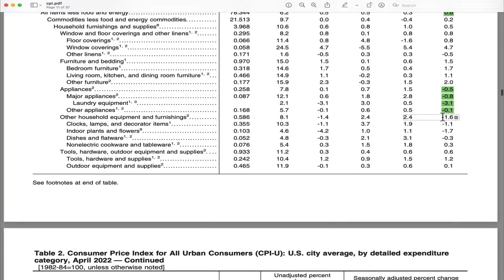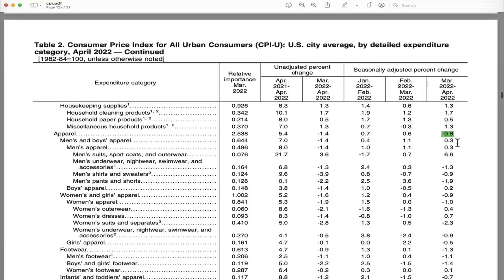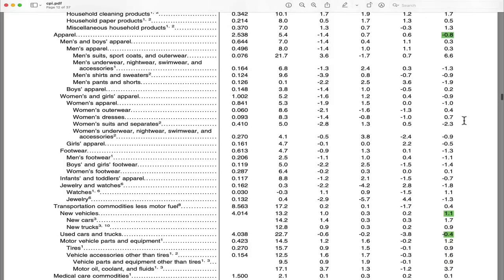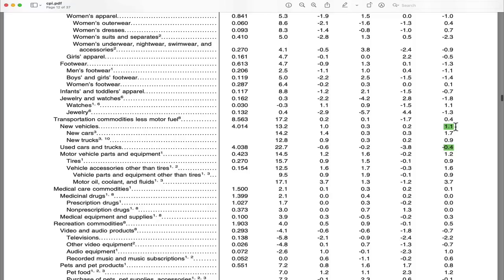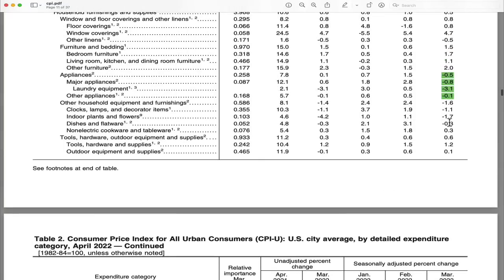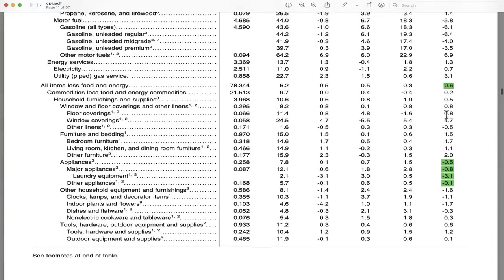Other household equipment and furnishings, these are called hard lines. At least Walmart refers to them, and Target refers to them, as household hard lines. Clocks, lamps, decorated items, indoor plants, dishes, flatware. Notice that they are all down as well. And come down here, look at apparel. Apparel is down 0.8%, and it's mixed in some categories, but apparel is down. I already pointed out last week, new vehicles up 1.1, but they switched their methodology in counting. And here we have used cars and trucks down 0.4. Keep this in mind: apparel, household hard lines, which are these categories down here, and appliances.